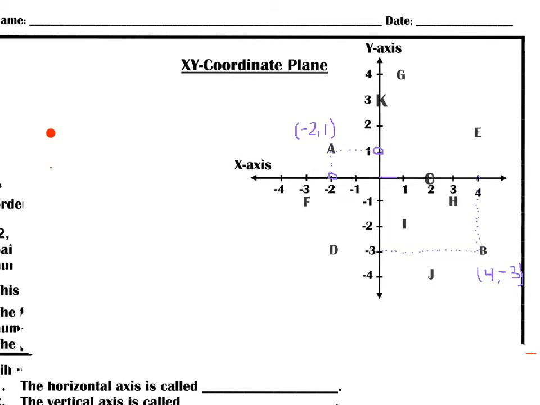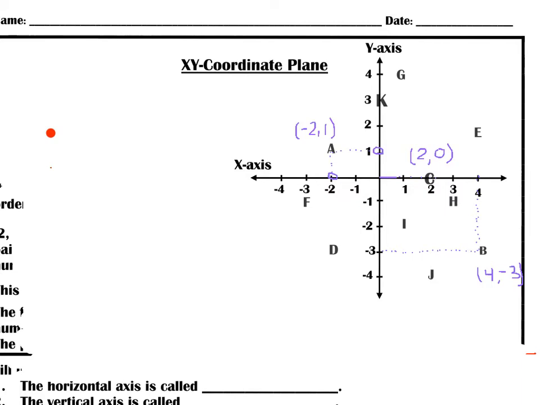If we look at c, c is right here. So on the x-axis, I have to go over 2 spots. And then do I have to go up or down to get to c? I don't, so that's going to be a 0. So the answer is 2, 0 for C.